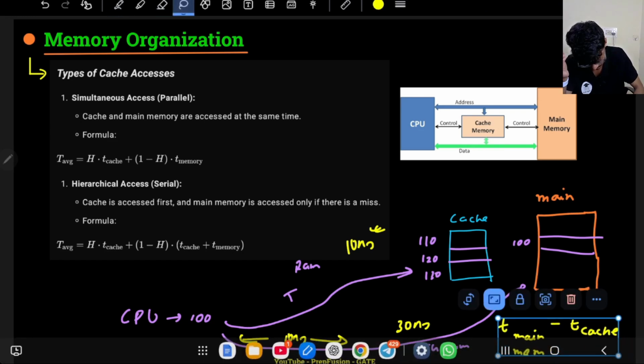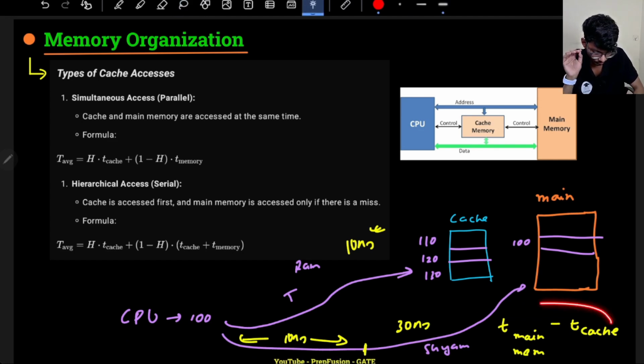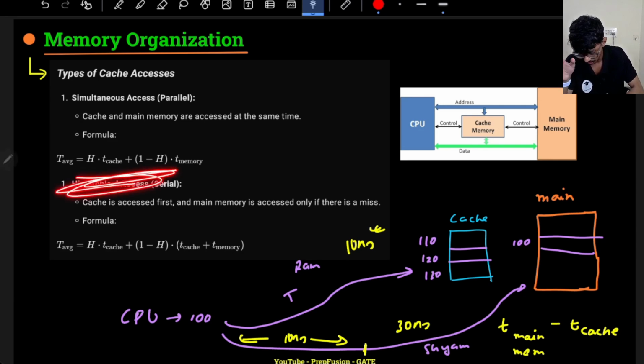T main memory minus T cache. So this is the time difference, right? This is the time difference. So now the thing is that this I will implement. So that is what happens in the simultaneous parallel access.